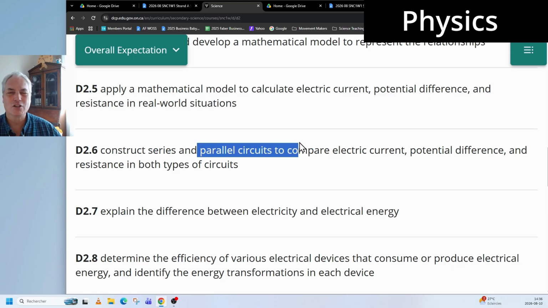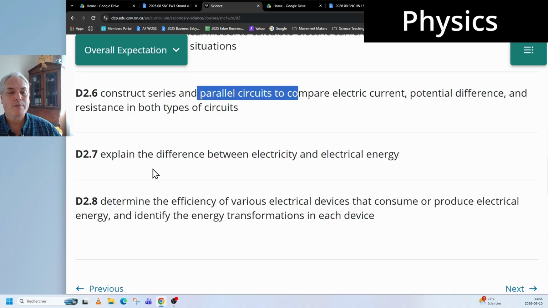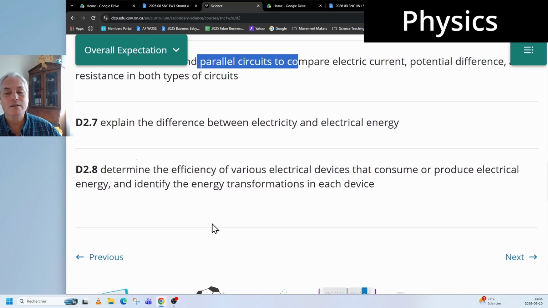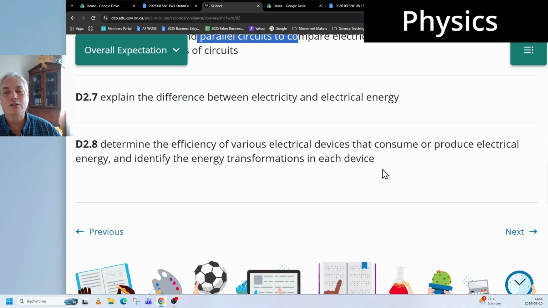Otherwise, they can do the hands-on activities without any issues there. We need to explain the difference between electricity and electrical energy, determine the efficiency of various electrical devices that consume or produce electrical energy, and identify the energy transformation in each device.